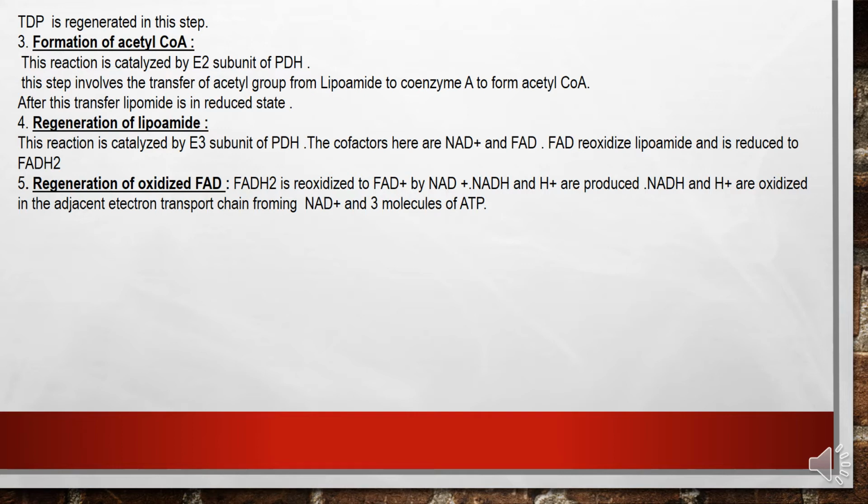FADH2 is reoxidized to FAD by NAD plus. NADH and H plus are produced. NADH and H plus are oxidized in the adjacent electron transport chain, forming NAD plus and 3 molecules of ATP.